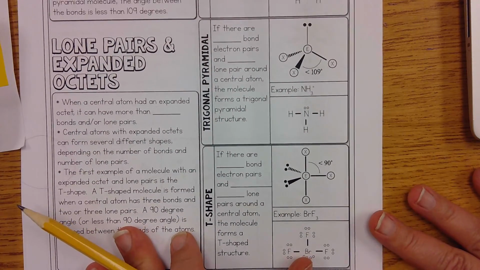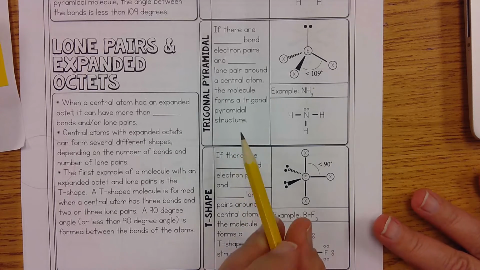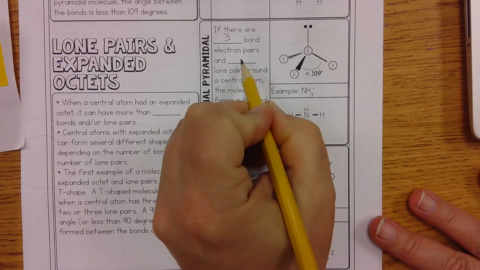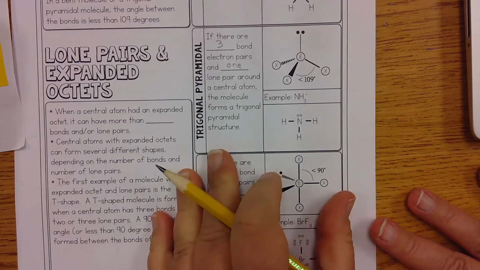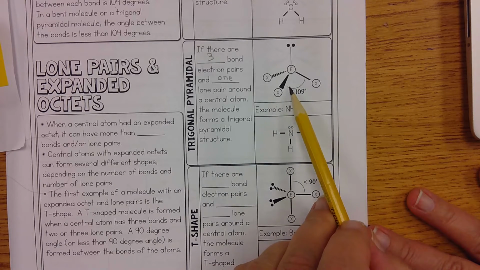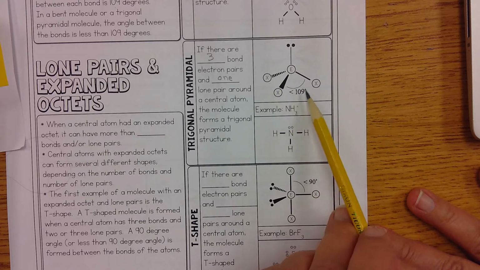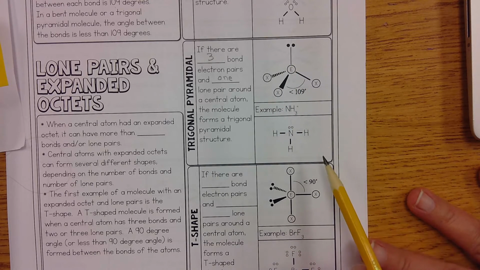The next shape we have is the trigonal pyramidal, which is named the same as the last one, right? This time we have 3 bonded pairs and 1 lone pair around that central atom. We get that trigonal, it's like a triangle pyramid, a triangle based pyramid with the lone pair going that direction.